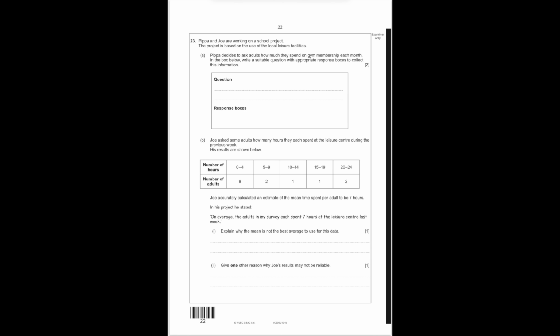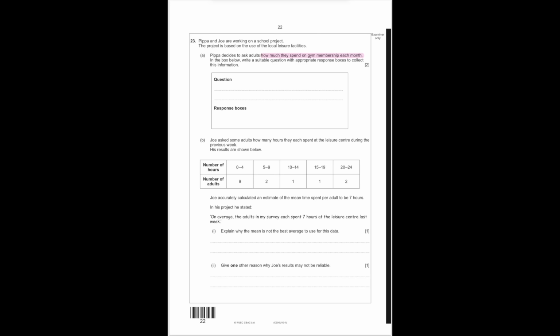Oh, too far. 23. Pippa and Joe are working on a school project. The project is based on the use of the local leisure facilities. Part A. Pippa decides to ask adults how much they spend on gym membership each month. In the box below, write a suitable question with appropriate response boxes to collect this information.